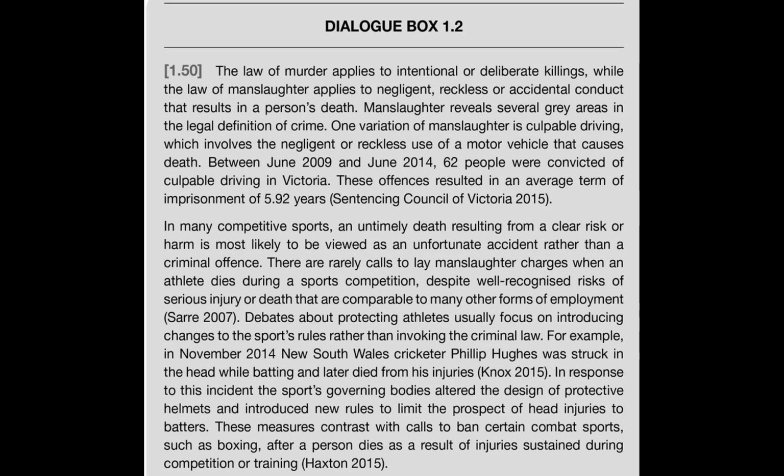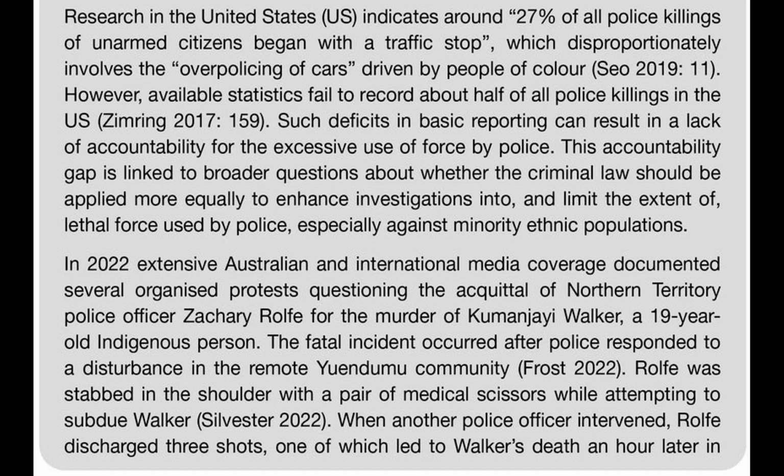These measures contrast with calls to ban certain combat sports, such as boxing, after a person dies as a result of injuries sustained during competition or training. Haxton 2015.